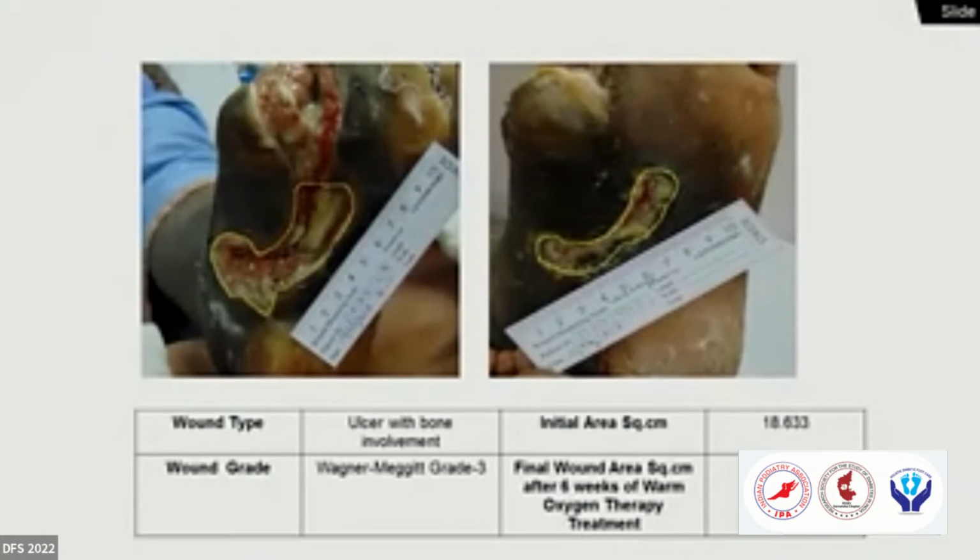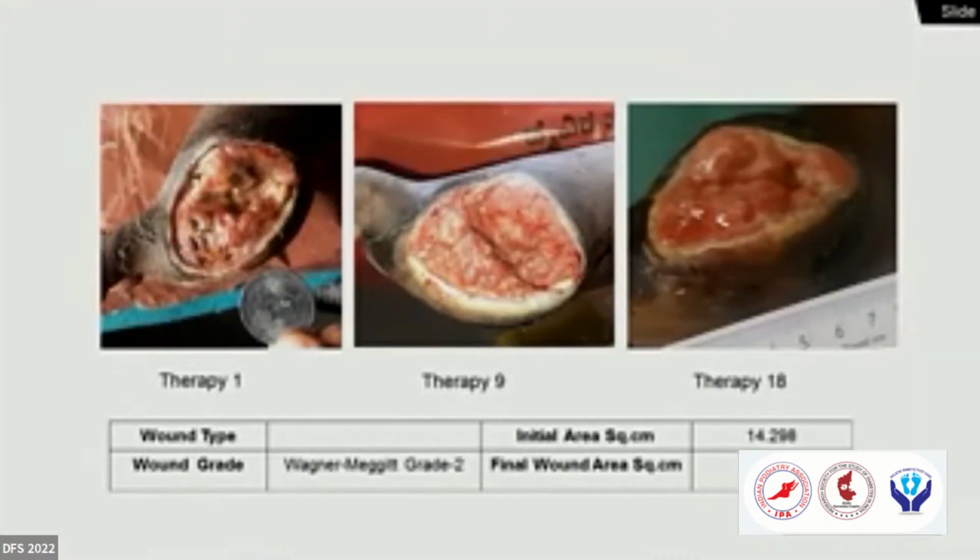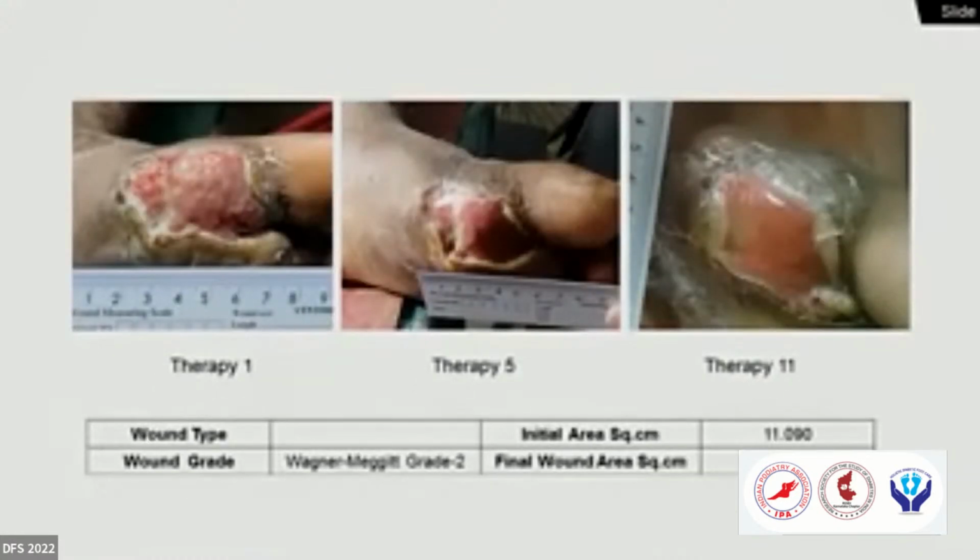This was an infected ulcer where the tendons were exposed, and you can see the tendons getting covered really quick. Another ulcer post disarticulation. I want to show you one particular ulcer.